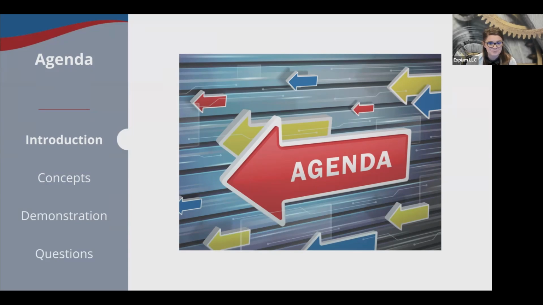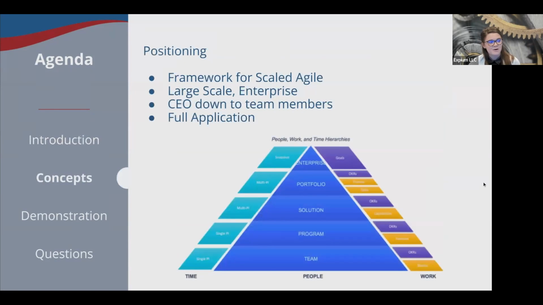With that, let's talk about our first concept, which is really the positioning of Jira Align. Jira Align is designed for organizations who have implemented or are in the process of implementing a framework for scaled agile, such as SAFe or the Spotify model. We found that organizations typically succeed most with Jira Align when they have implemented at least one program increment, or PI, or you might call this a quarterly increment in your organization, from a process perspective.